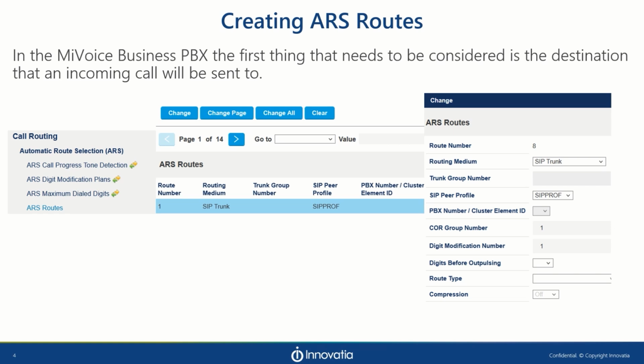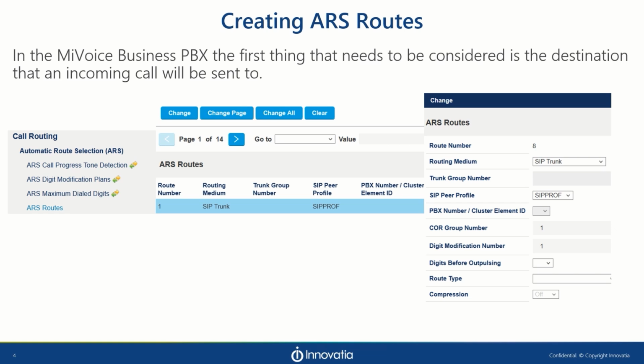The other piece of configuration that we do have to set up when we use a SIP trunk is what's called the SIP peer profile. So in addition to all of these details that we need to define for the MiVoice Business System, SIP as a protocol has additional configuration requirements which are going to be contained inside of a peer profile, specifically the SIP peer profile.